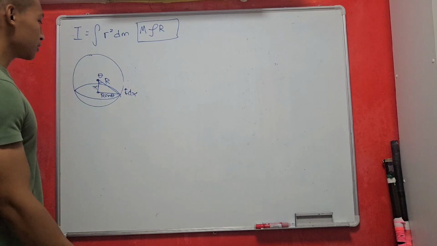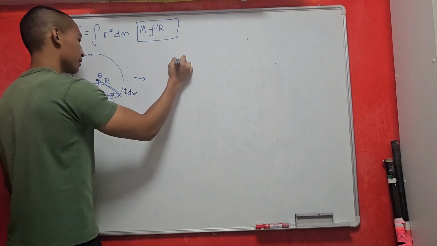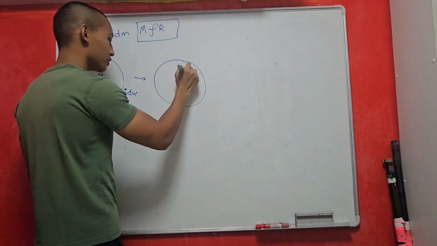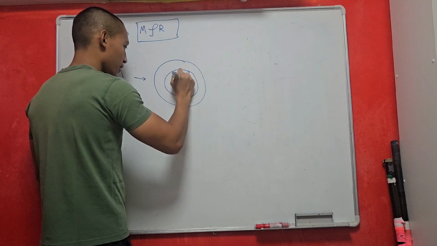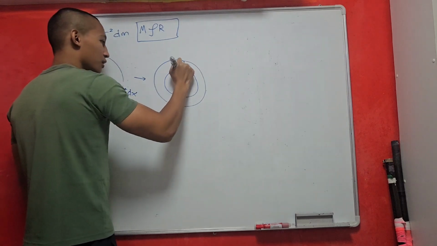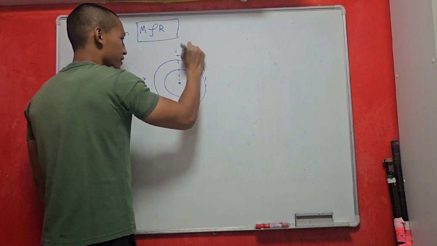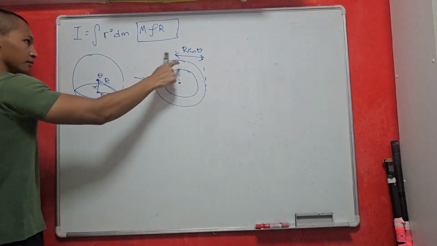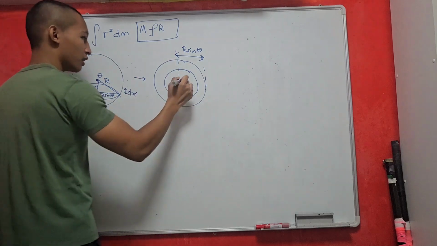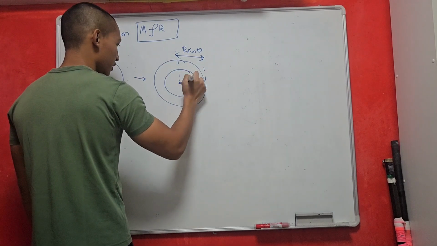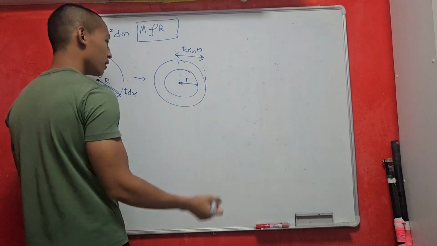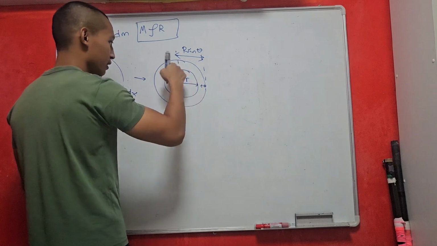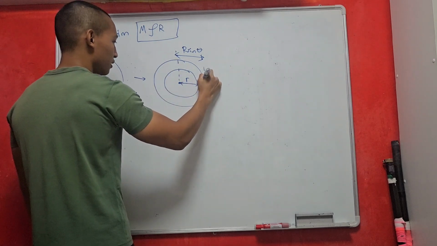Alright, so now let's imagine the disk itself. The disk itself is made up of an infinite number of rings, but I'm just going to draw one ring, and this is the midpoint. So if I were to draw this, you can imagine that this is actually just r sine theta, right? Now the radius of this ring will be represented by small letter r, and therefore the infinitesimal thickness of the circumference of the ring will be dr.